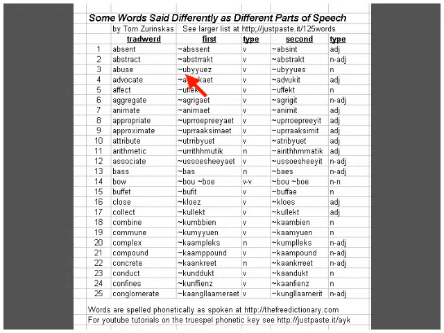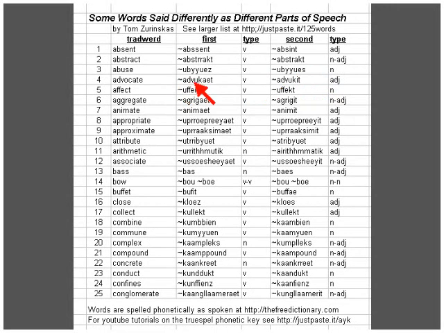Abuse as a verb form. Abuse. Stress on the second syllable, starts with a double Y sound and ends in a Z. Abuse. As a noun, it is abuse. Still stress the second syllable, but changes to an S.